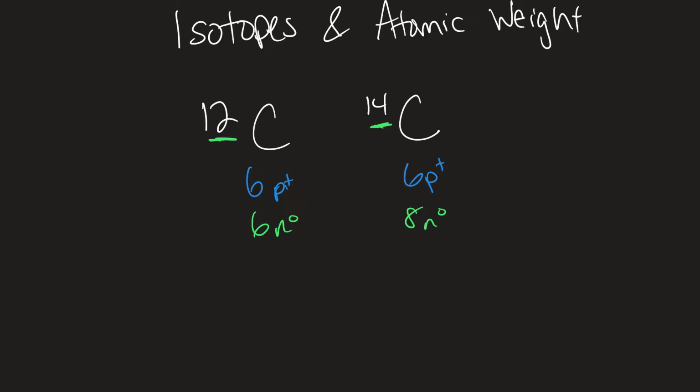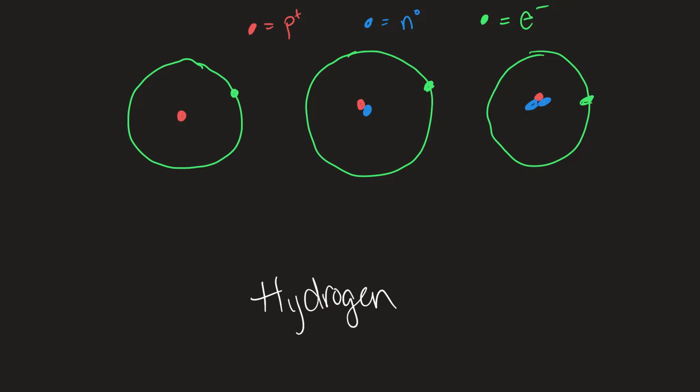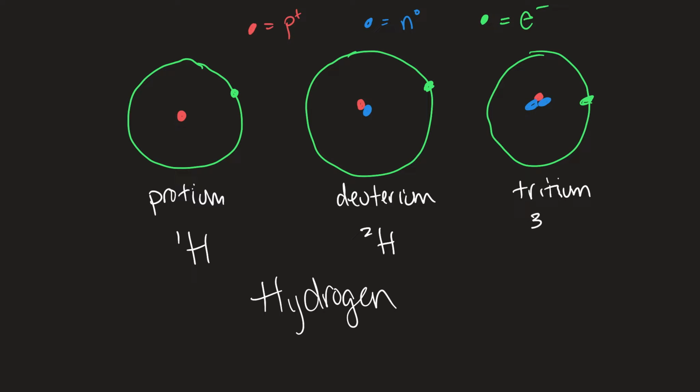Let's look at another example. Hydrogen has 3 different naturally occurring isotopes. We have protium, deuterium, and tritium. Protium has 1 as a mass number, deuterium has 2 as a mass number, and tritium has 3 as the mass number. Now, if you notice, all of them have the same atomic number, or all of them have the same number of protons.